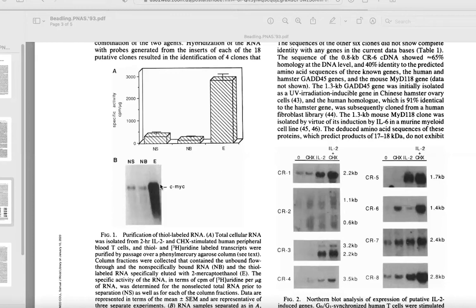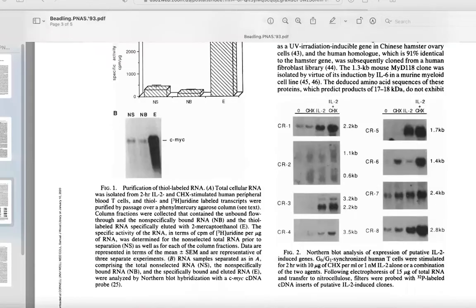And you can see that there's a massive increase in the specifically labeled c-MYC. So that was very helpful because it told us that we were on the right track. So then what Carol did over the course of more than a year is that she looked for messages that were activated by IL-2 and also activated and superexpressed by cycloheximide.